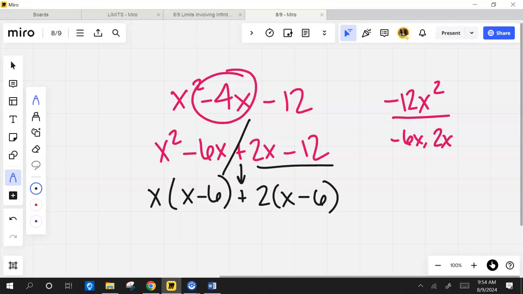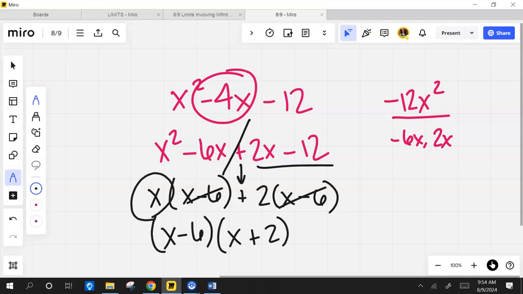If you've done it correctly, what's in parentheses will be exactly the same for you, sign and everything, every single time. If you don't get the same thing, you've done something wrong. Okay? So the x minus 6 is the same. I'm going to take it out. What's left? X plus 2.